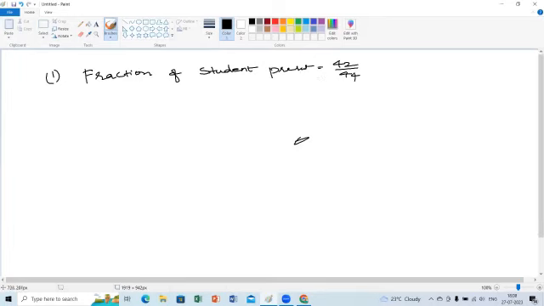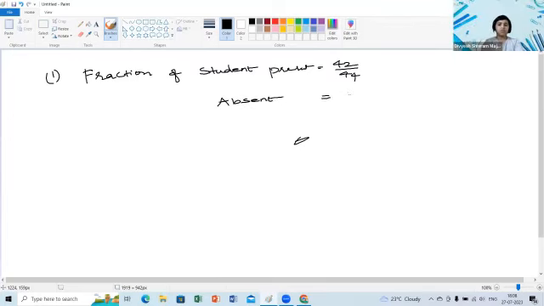What fraction of students are absent? 2. And 2 by 44. Very good. It's 2 by 44. Now, these fractions, 42 by 44 and 2 by 44, what type of fractions are these? Proper fractions. Very good. These all are proper fractions.